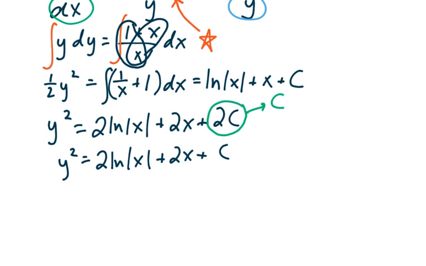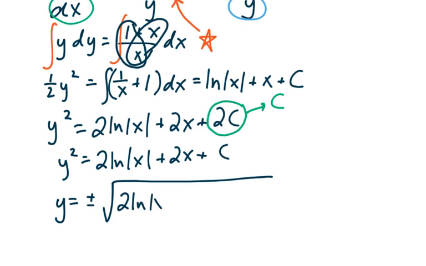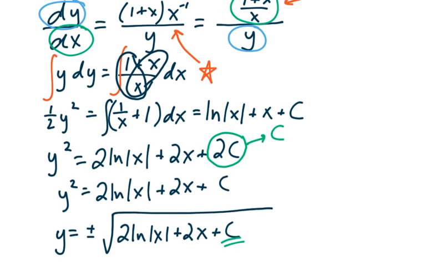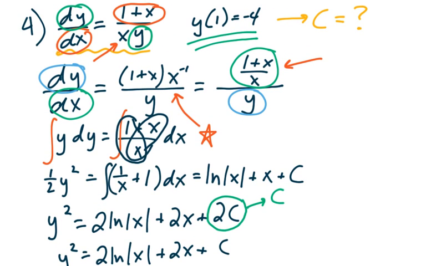Square root both sides, plus or minus. How about y equals plus or minus the square root of 2 ln absolute value of x plus 2x plus my constant c. Okay, that's pretty good. That's my general solution. But now I need to find out what c is actually equal to. So I'll go back up to the top with my given information. And if this is x and this is y, let's plug it in.